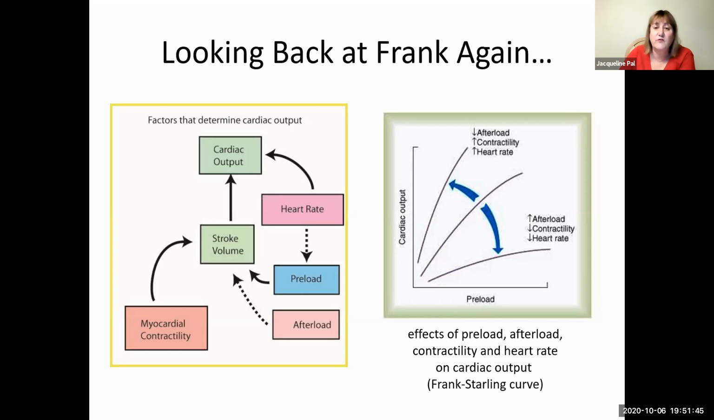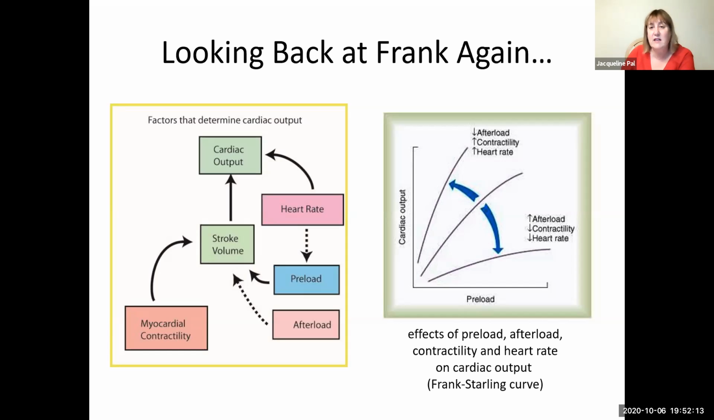rate. And conversely, we can really flatten the curve, sending it in a negative direction by increasing the afterload, thereby increasing the workload of the heart, or decreasing the contractility. Increasing the workload of the heart itself can decrease the contractility because it increases oxygen demand, or by decreasing the heart rate. So all of these things work in concert.